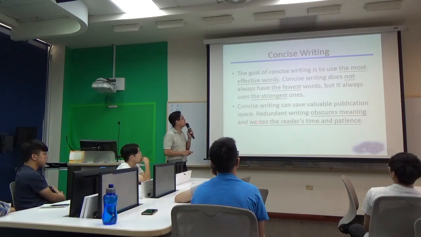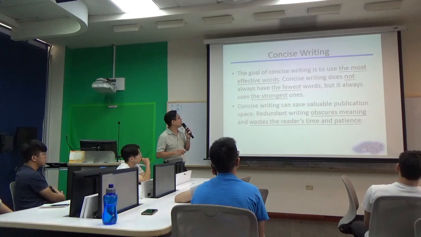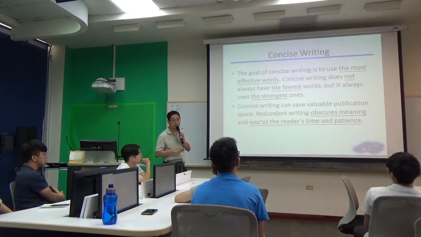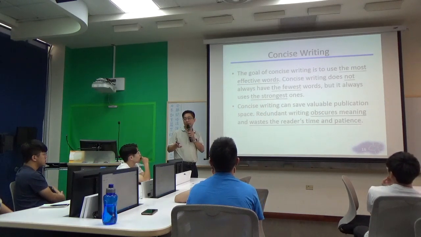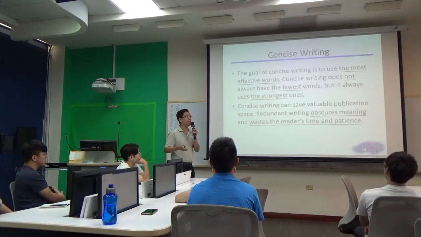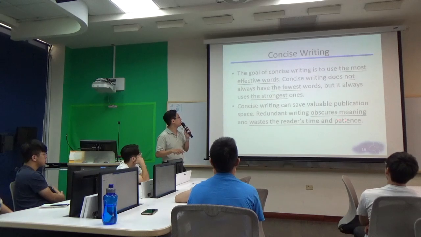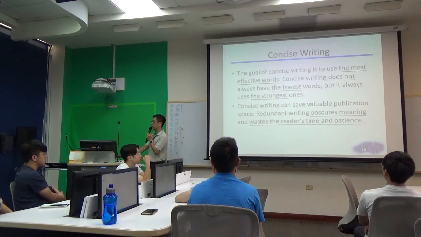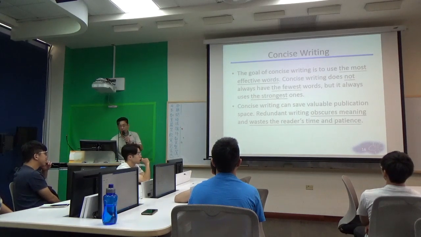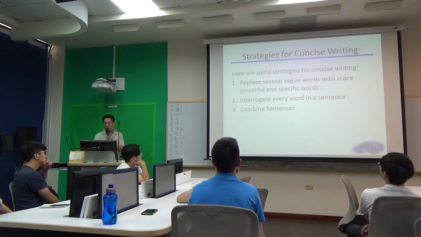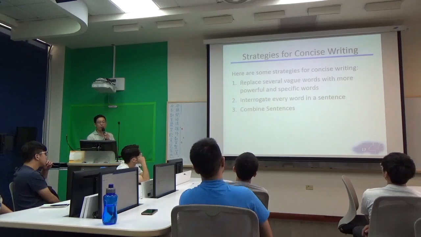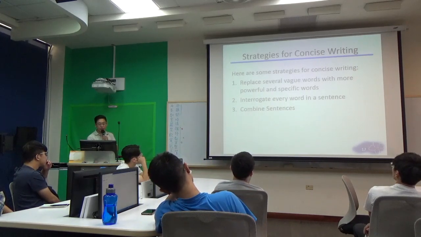Okay, so concise writing can set variable publication state. We already read this sentence, right? Redundant. Anyone know this word, redundant? The same. Redundant means not necessary, something more than necessary. Redundant writing obscures meaning and wastes the reader's time and patience. So we repeat the same sentence to emphasize these key ideas. So what we are going to do is talk about a strategy for concise writing.